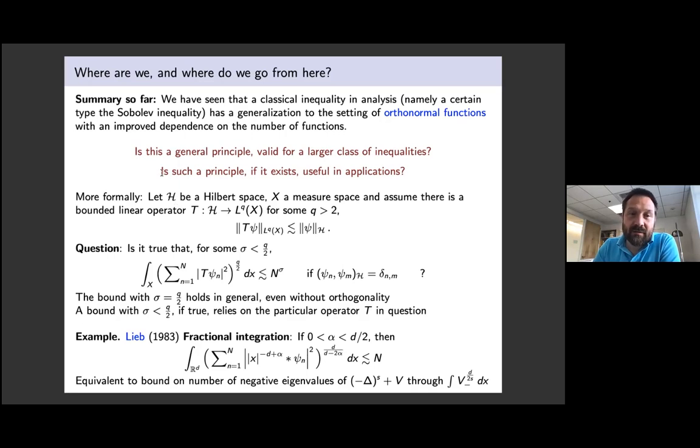Concerning the question of applications, already this theorem of Lieb has a number of important applications. In particular, this is equivalent to the so-called Cwikel-Lieb-Rozenblum inequality, where you bound the number of negative eigenvalues of these Schrodinger operators, again, through an integral of the potential.